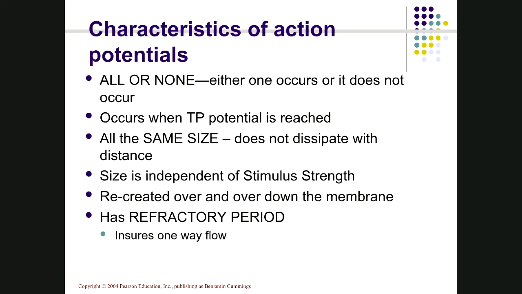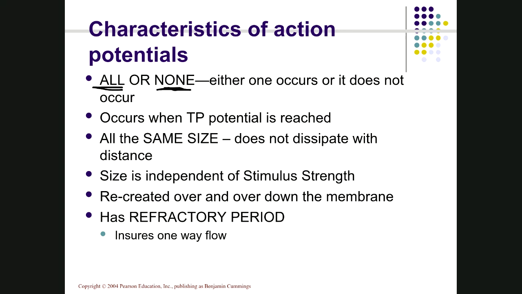So we saw characteristics of graded potentials. Remember, they vary in size. They don't travel very far. They can be hyperpolarizing or depolarizing. We already know all that. Action potentials also have some characteristics. One of their characteristics is that they're said to be all or none. All that means is you either get one or you don't get one. It either happens or it doesn't happen. There are no half action potentials.